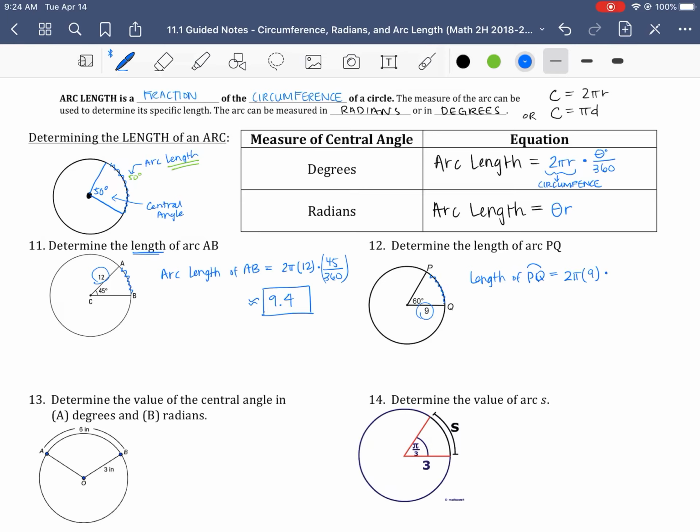And then we're going to say multiplied by the central angle, which is 60 degrees out of 360. So when we multiply this, we plug that into our calculator, and actually we end up with 9.4.